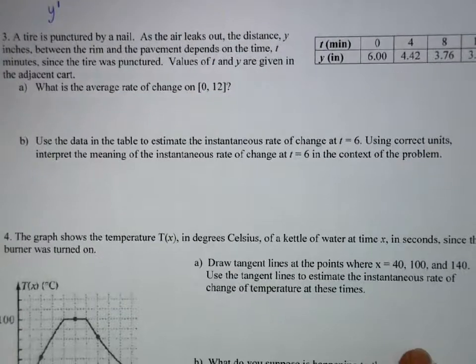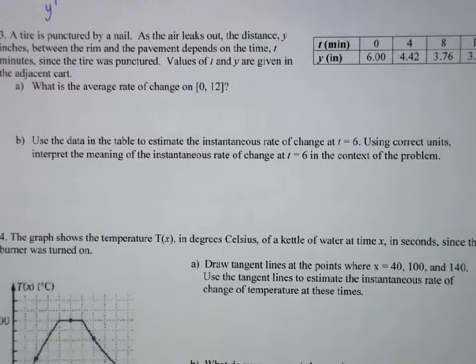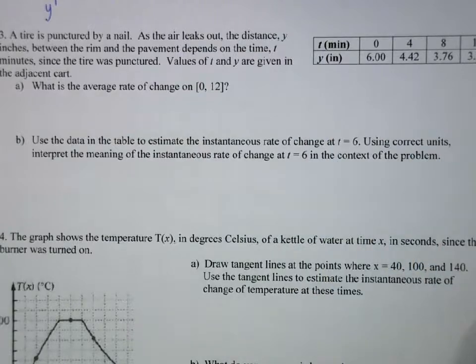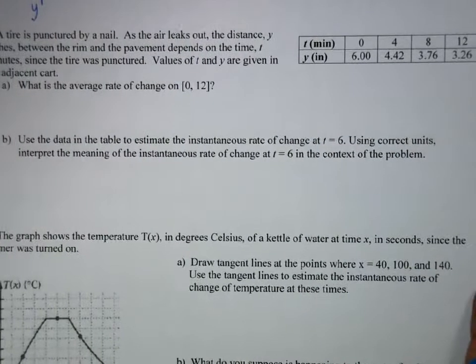A tire is punctured by a nail. As the air leaks out, the distance y inches between the rim and the pavement depends on time, t. Since the tire was punctured, values of t and y are given in our chart here. What is the average rate of change on 0 to 12?